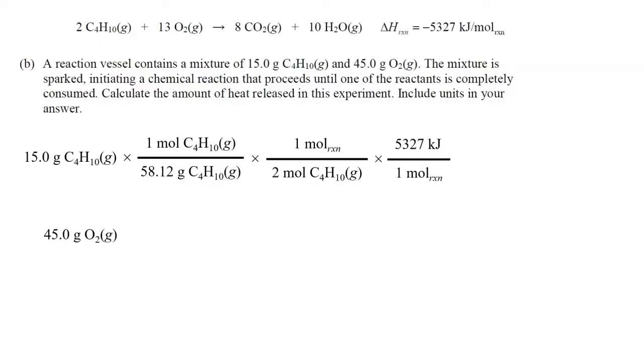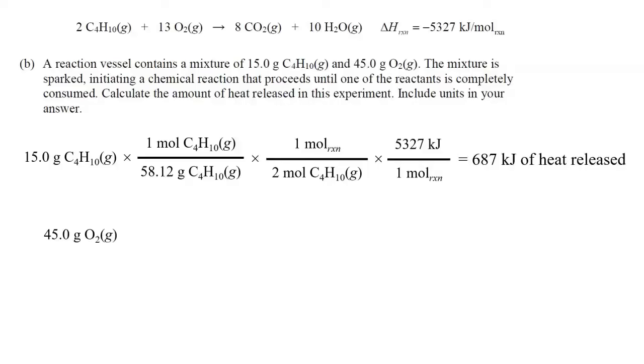When I pick up my calculator, from left to right, it's going to be 15.0 divided by 58.12 divided by 2 times 5,327, and my answer will be in kilojoules. I get 687 kilojoules of heat released. But I'm not done yet. I don't know if this is my final answer until I run the calculations starting with 45.0 grams of O2.